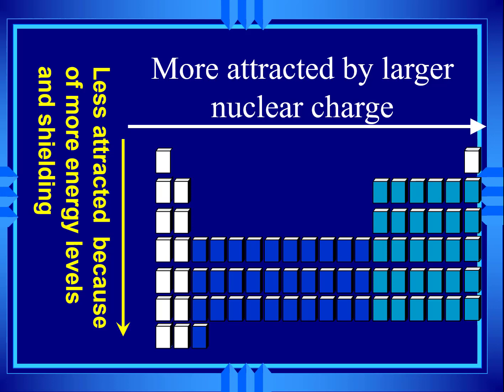If you go across the row, the electron is going to be more attracted by a larger nuclear charge, always. As you go down a group, it's going to be less attracted because of more energy levels. More energy levels are going to shield. And that's where I wanted to stop for today.